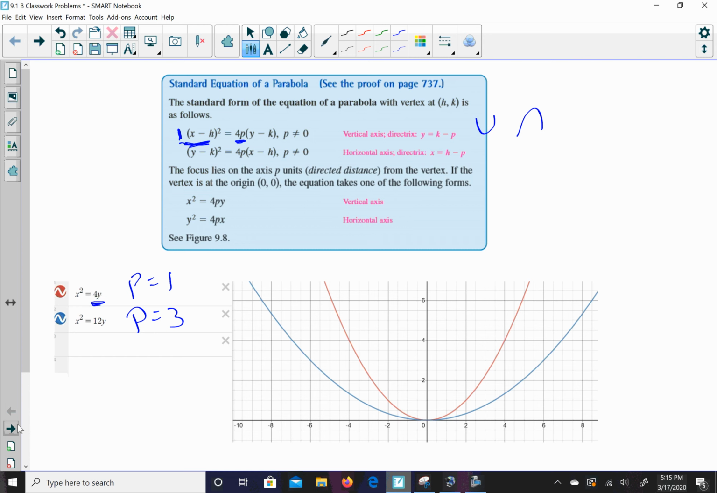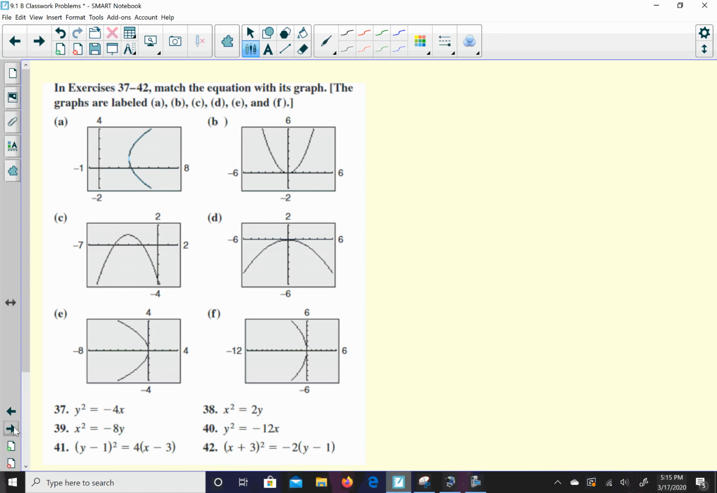So let's go over some examples from the classwork. The first set, 37 through 42, you're supposed to match the equation to the parabola.